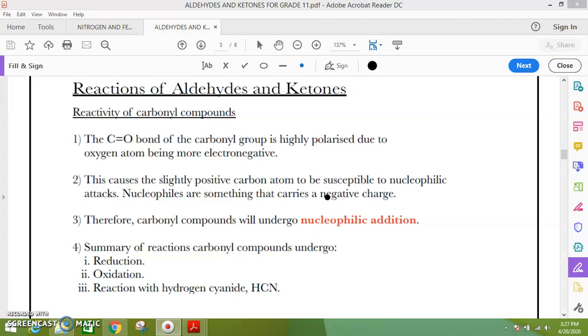Nucleophilic addition means we are going to add negatively charged species on the carbonyl carbon. That's why we call it a nucleophilic addition reaction. So when you use a nucleophile in a chemical reaction, the addition of the nucleophile is known as a nucleophilic addition reaction.